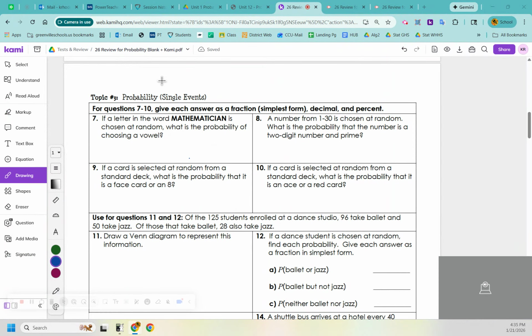Okay, so let's do probability topic. Remember, with probability of a single event, it's the number of successes over the total outcomes. Total number of outcomes.